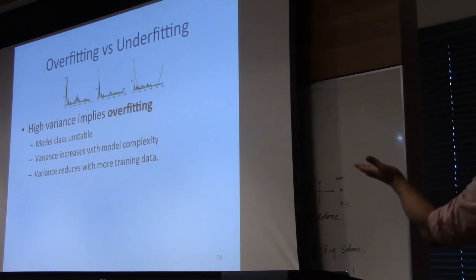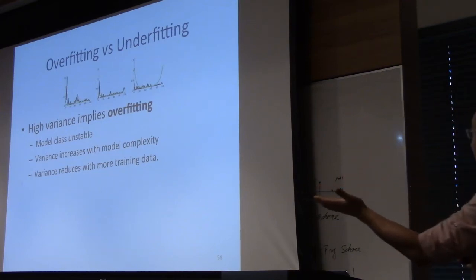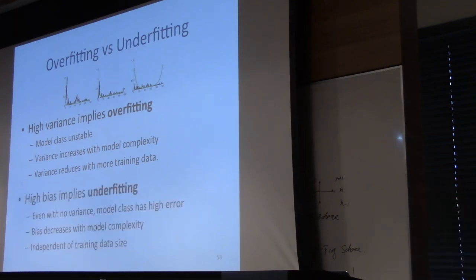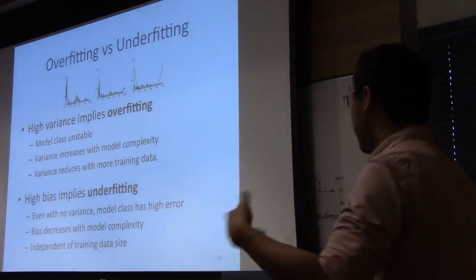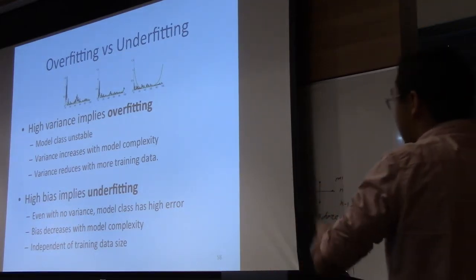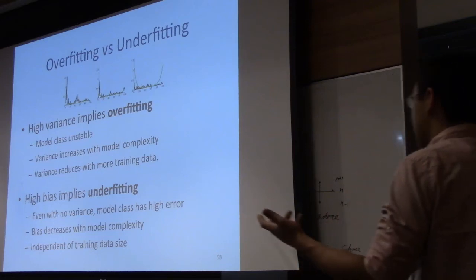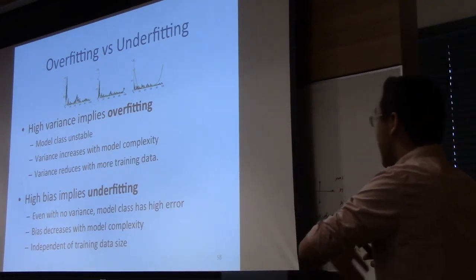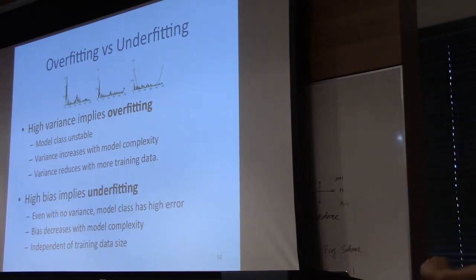High variance implies overfitting. The model class is unstable. Variance increases with model complexity, and variance reduces with more training data. High bias implies underfitting, right? For a constant model class, even with no variance, this model class can have high error. The bias decreases as you decrease the complexity of the model class, and this is independent of the training set size. This concept.